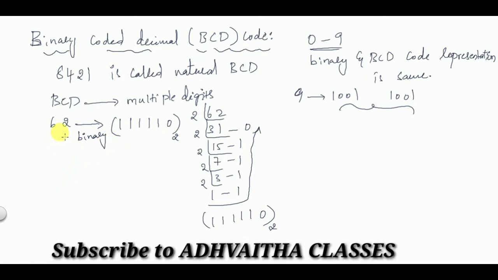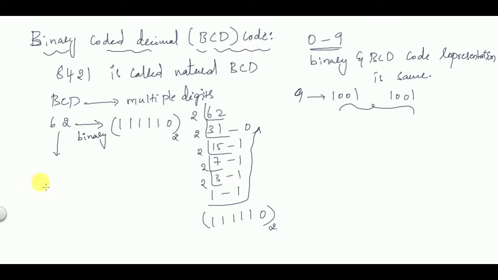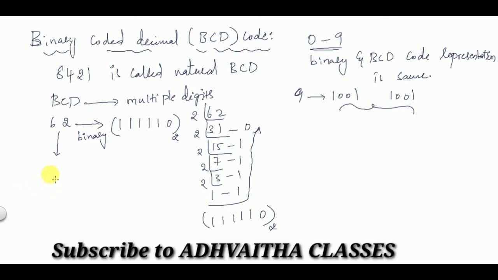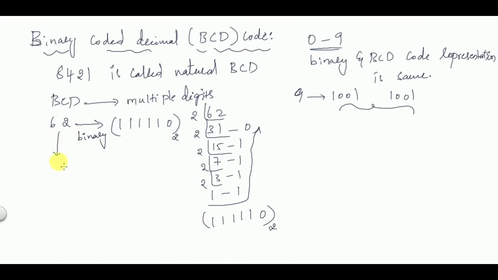And if you want to represent 62 in BCD, we have to represent 6 and 2 separately. 6 is represented using 4 bits as 0110, and 2 is represented as 0010. Okay, so this is the representation of 62 in BCD code.